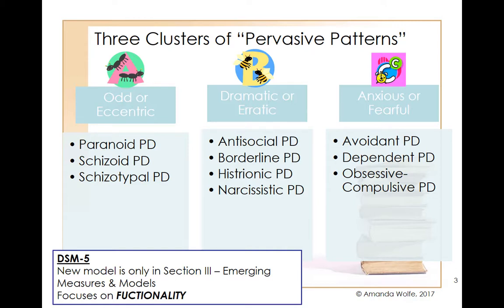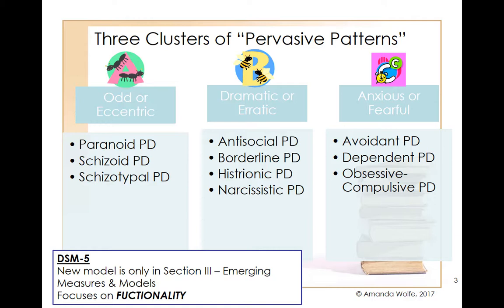A is the odd or eccentric area, and in there we see paranoid personality disorder, schizoid, and schizotypal. B is the dramatic or erratic cluster, and in there we see antisocial, borderline, histrionic, and narcissistic. And C is our anxious or fearful cluster, where we see avoidant, dependent, and obsessive compulsive personality disorder.